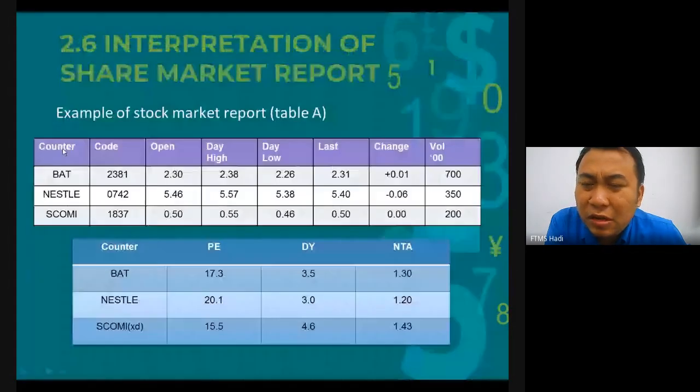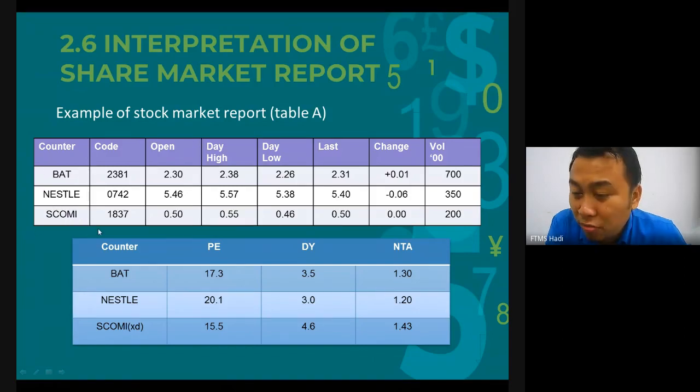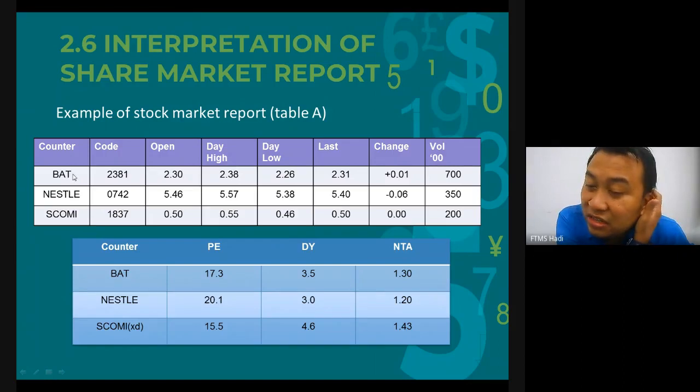These columns are commonly provided, or sometimes must be provided in the question. Counter means the name of the company, for example BAT, Nestle, and Scomi. But not a full name, just a short name to indicate that the counter belongs to the particular company.